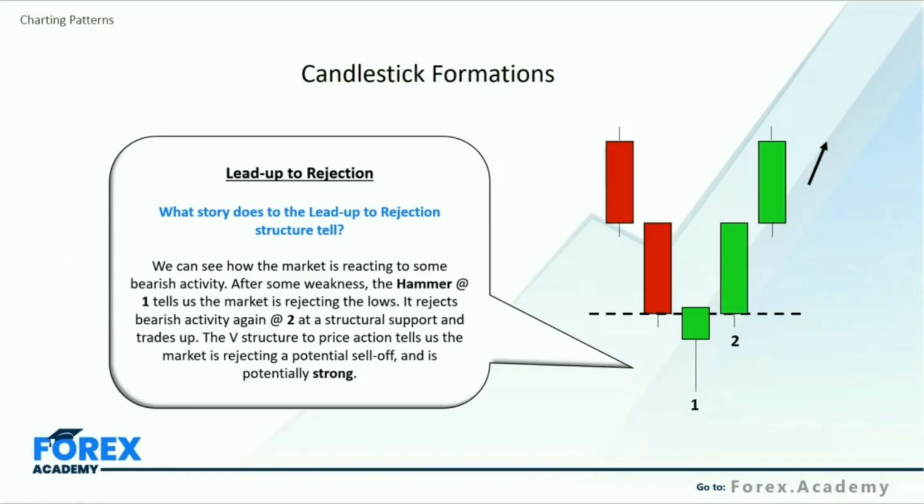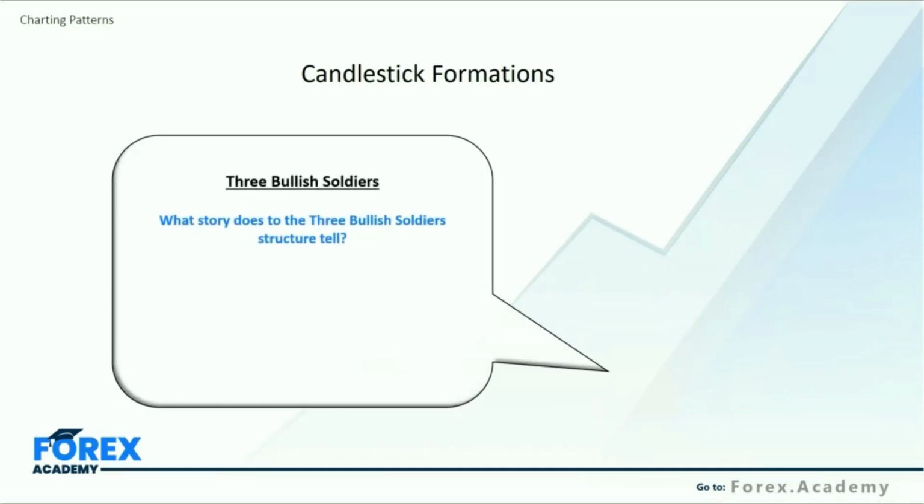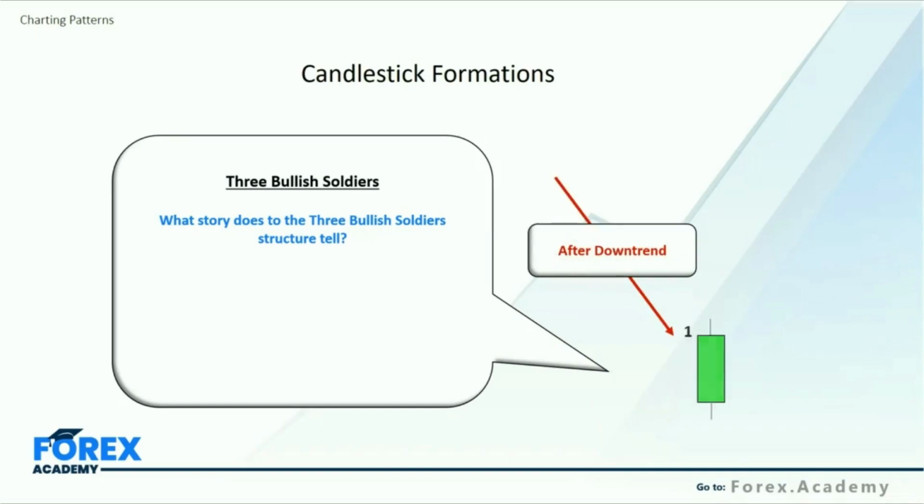In observing our third candlestick formation, we can look at what we know as the three bullish soldiers. Again, we can pose the question, what story does the three bullish soldiers structure tell? We see that the market has experienced a downtrend, and by observing the price action trade, three bullish candlesticks almost signify a rejection of the low. So again, what structure has been created and what story is it telling us about the market in question?